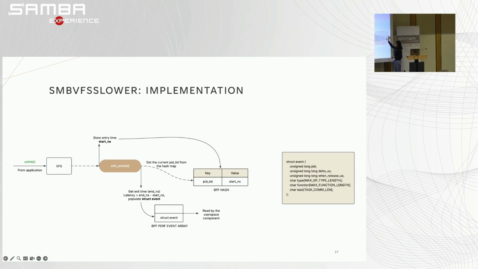And you push all of this information along with some more information. For example, delta microseconds is the latency, and this is when the request finished. This is the type, basically the type of operation that was happening. This is the function which was being traced, and the name of the process which started this whole cycle. And then once you push it to the BPF perf event array map, it's going to be read by the user space component.